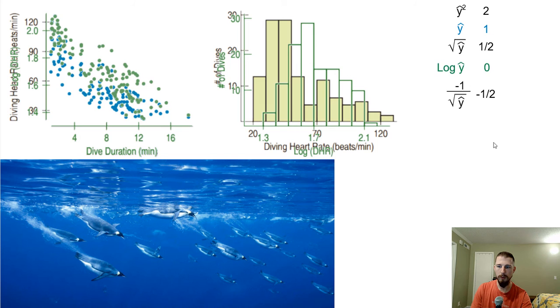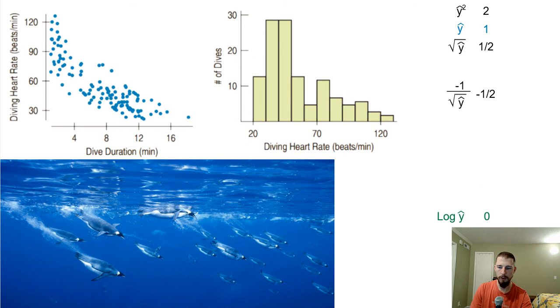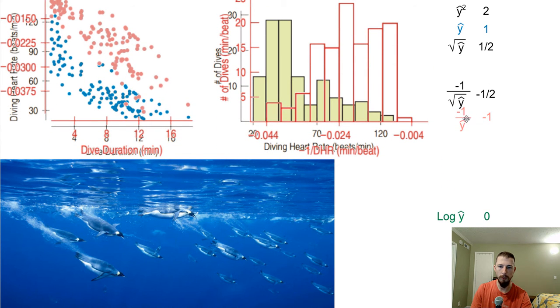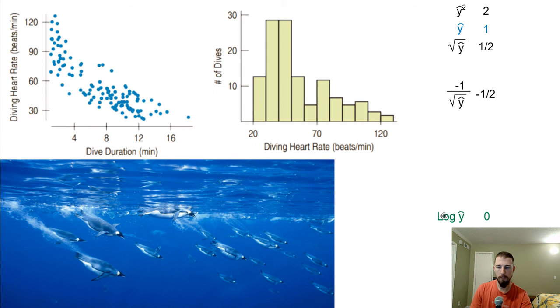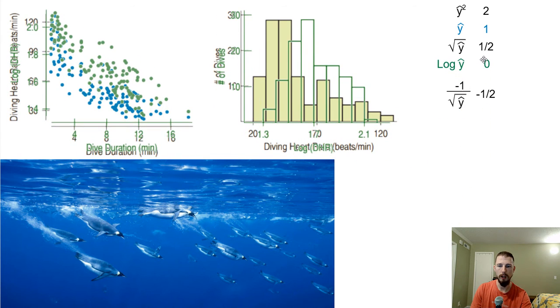What happens if we go even further on down the ladder? Well, if we go further on down the ladder, at some point it's going to be too far. And now it's curving up instead of curving down, and it's skewed to the left instead of being skewed to the right. So there is kind of a Goldilocks, or one that's just kind of right. The logarithm actually seemed to do a pretty dang good job. So I would stick with the logarithm on this one for the dive heart rates.